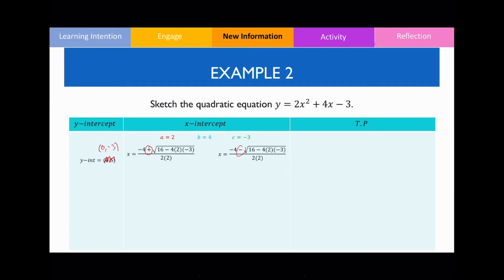What we'll do now is simplify. So therefore, you're going to get this. Let's simplify what 16 plus 24 is. That's going to equal the square root of 40.